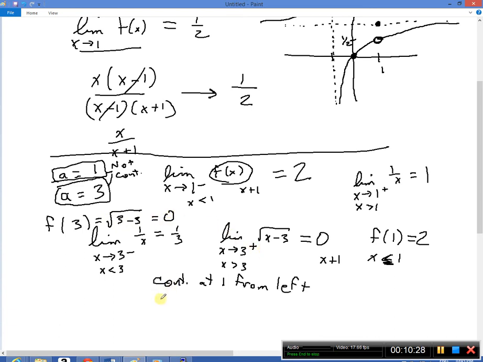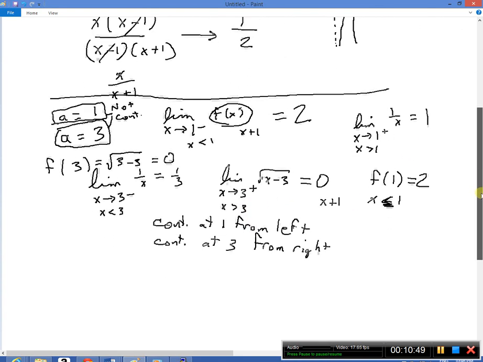So this function is continuous at 3 from the right. It's still discontinuous at 3, but the limit from the right matches the value of the function from the right. So that takes care of number 2. And now we get to number 3.